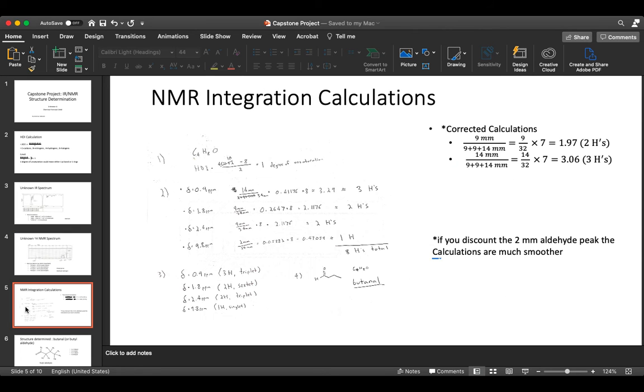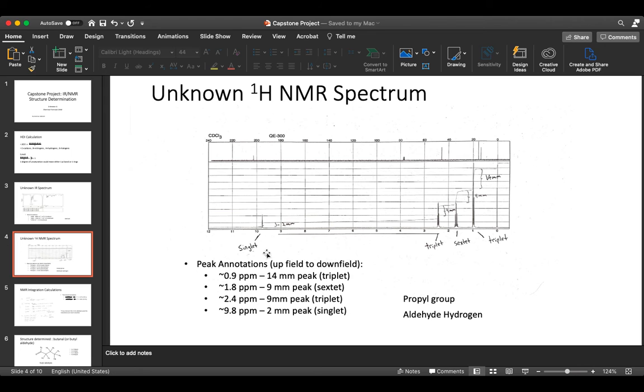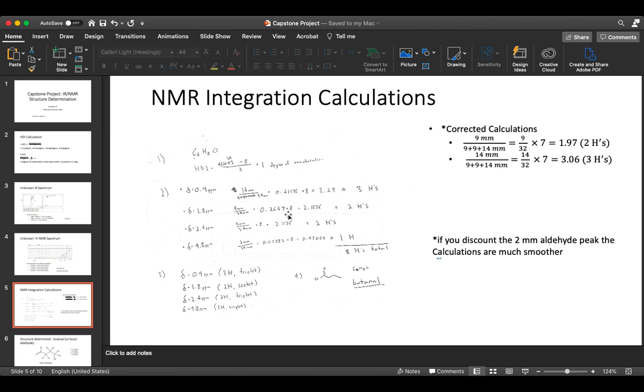So if we look at our integration, it's actually a little bit complicated if you do it based on the total amount of integration. So I actually discounted for the aldehyde. We already know this is a single hydrogen. It's actually much easier to account for the integration just in this portion. So if we have 9 millimeters times total integration, 9 plus 9 plus 14, or 32, multiplied by 7, again, we're discounting that aldehyde hydrogen, we have just shy of 2 hydrogens.